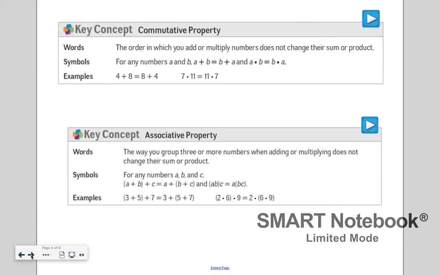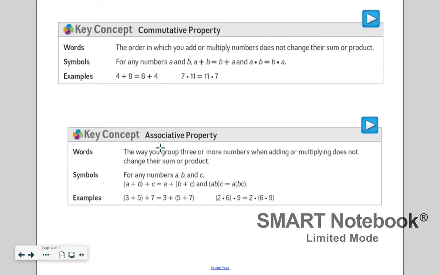Commutative property just says that with multiplication and addition, you can move things around and get the same thing. If you add 4 and 8, that's the same thing as adding 8 and 4. If you multiply 7 by 11, it's the same thing as multiplying 11 by 7. So in commutative property, you're looking for them not to switch over the equals sign, but kind of switch the order of what they're adding or multiplying, but they're still the same numbers.